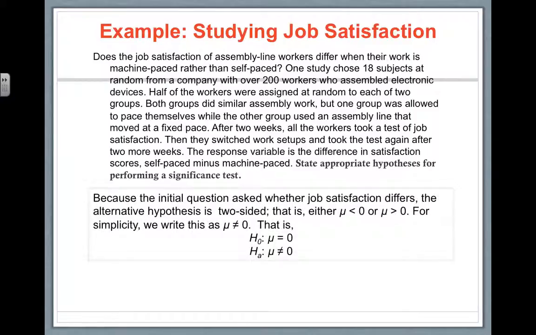Because the initial question asked whether job satisfaction differs, the alternative hypothesis would be two-sided here. So we're saying it's either one way or the other. It's either smaller or bigger. So we're not specifying just one side of it. Our null hypothesis here would be that the mean difference is equal to 0, and the alternative that it is not equal to 0.